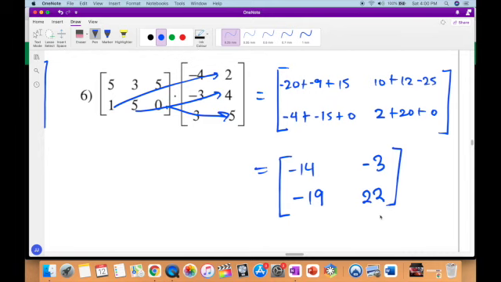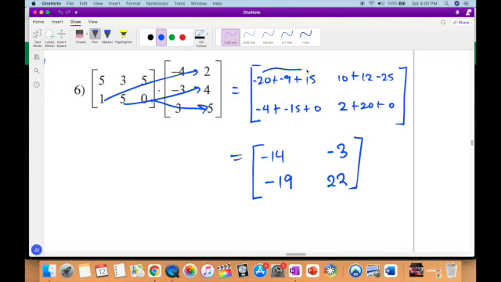Okay, what did you do wrong? You didn't add all 3 of them. Right, because you didn't know you had to add all 3 of them.